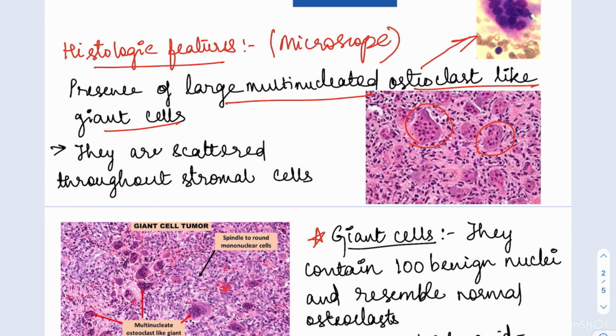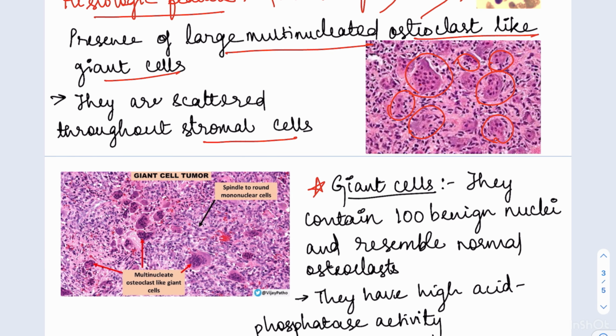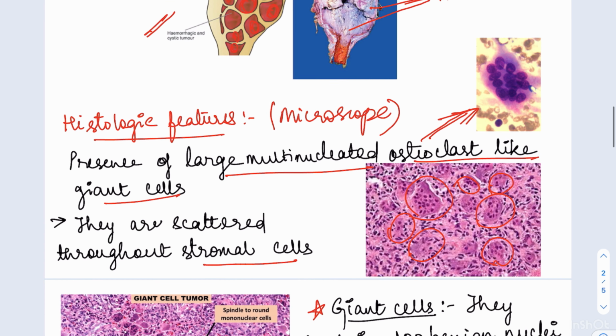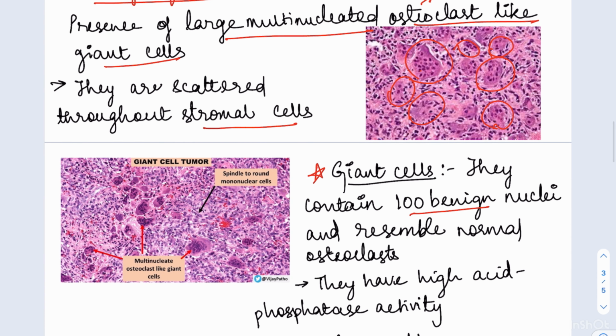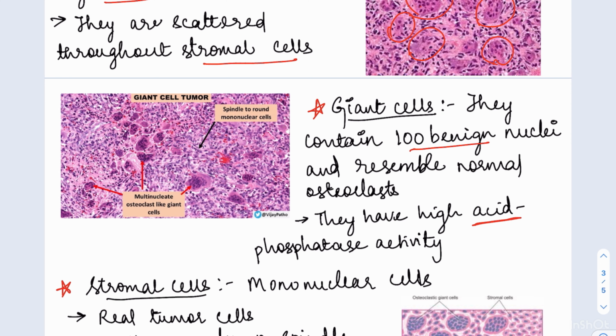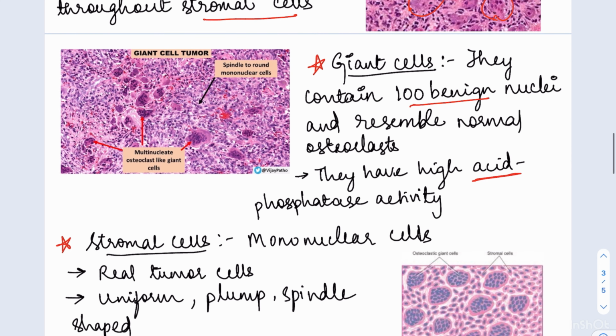All these giant cells are randomly scattered throughout the stromal cells. These multinucleated osteoclast-like giant cells consist of almost about 100 benign nuclei, and they resemble the osteoclast in appearance. The normal osteoclast looks like this, almost like a giant cell. They have high acid phosphatase activity. That is, in the presence of an acidic medium, they have more phosphatase activity, that is, they are able to release more phosphate into the blood.